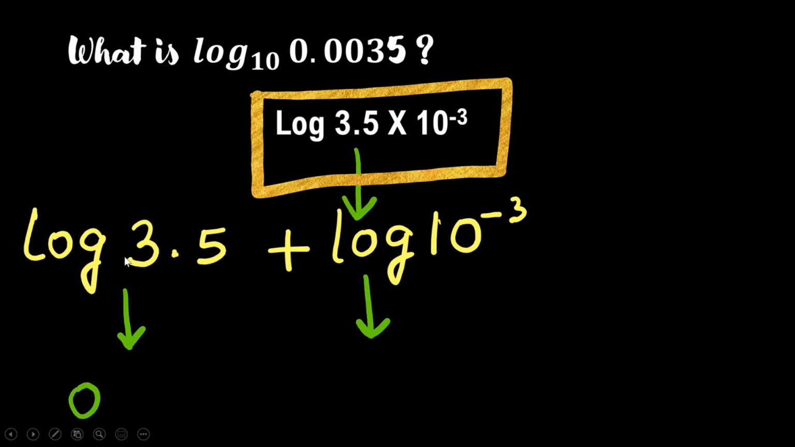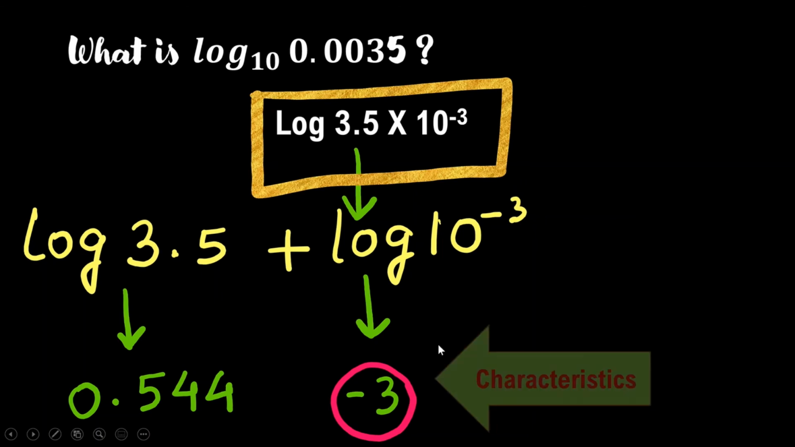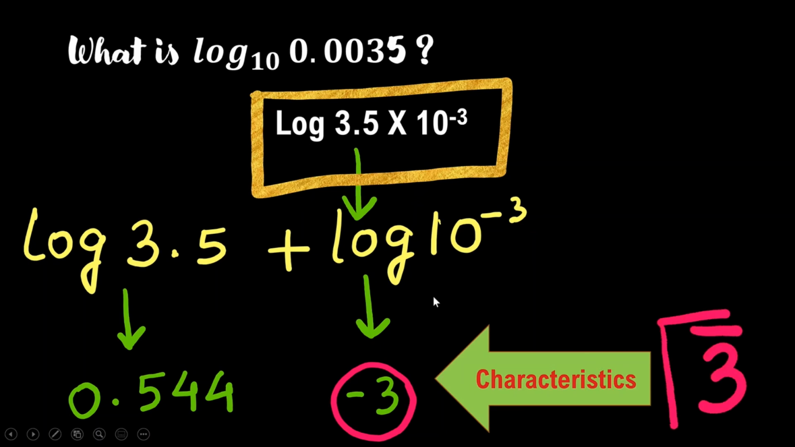And you can calculate the log of 3.5 with the help of your calculator. Because these are common logarithms with base 10, whatever examples we are discussing here are common logarithms. So this minus 3, whatever you have received from log of 10 to the power minus 3, is the characteristic of log of 3.5 multiplied by 10 to the power minus 3. We can also write it as 3 bar.